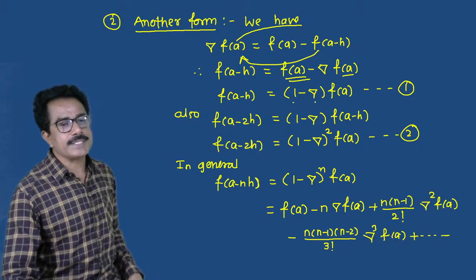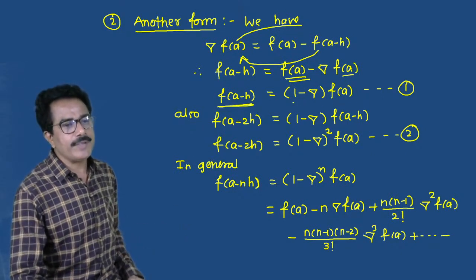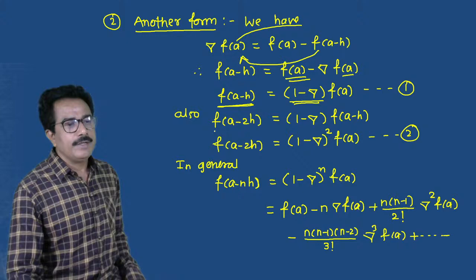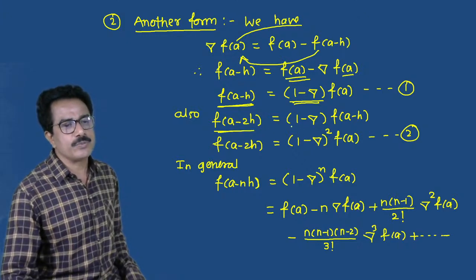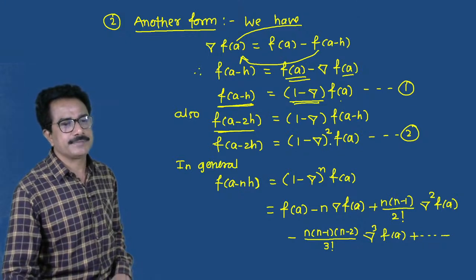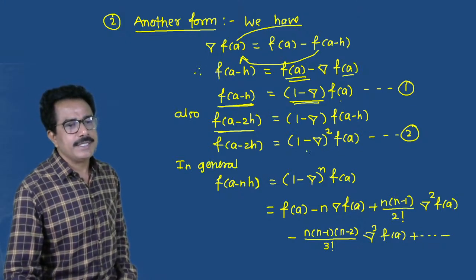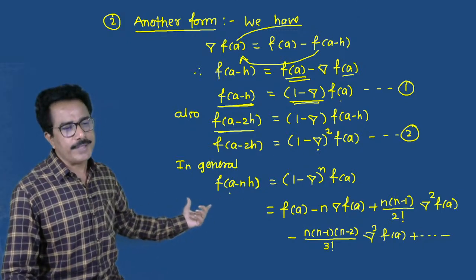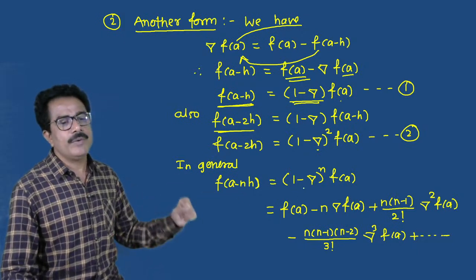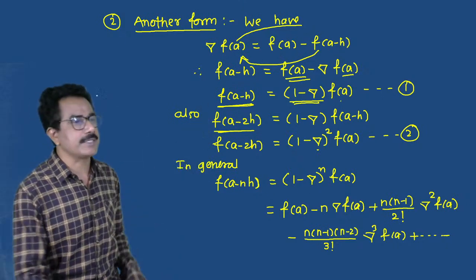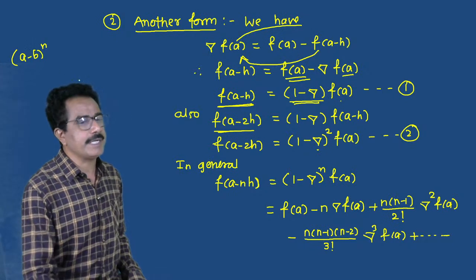So we get 1 minus del into f of a, means f of a minus h means 1 minus del into f of a. Also same process, f of a minus 2h means 1 minus del f of a minus h. But f of a minus h means we can write as 1 minus del square f of a. In this way, in general, f of a minus nh can be written as 1 minus del raised to n into f of a. Now use the formula a minus b bracket square चा formula. a minus b bracket raised to n चा formula वापरा.